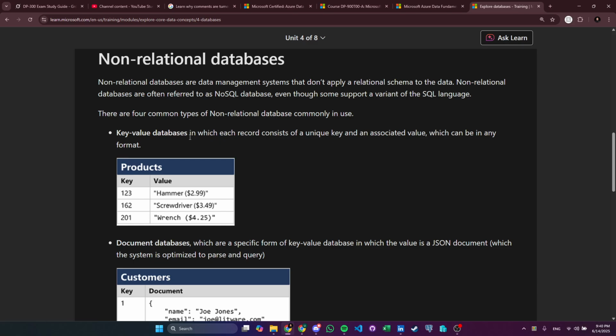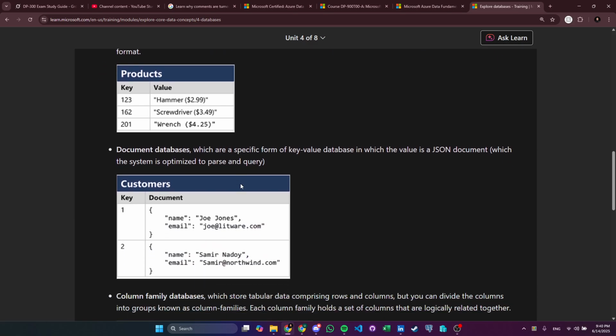Key value databases, in which each record consists of a unique key and an associated value which can be in any format. For example, this product has the key 1, 2, 3 and the value, whatever the value is. We see here that the values don't have to be similar in structure or in name or anything. Here it's similar, but it's a value which is assigned to a key. No matter what the value is, it doesn't really matter.